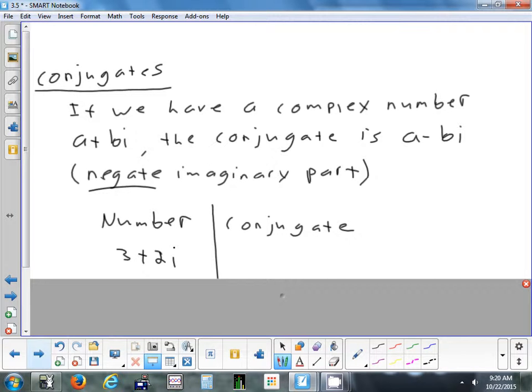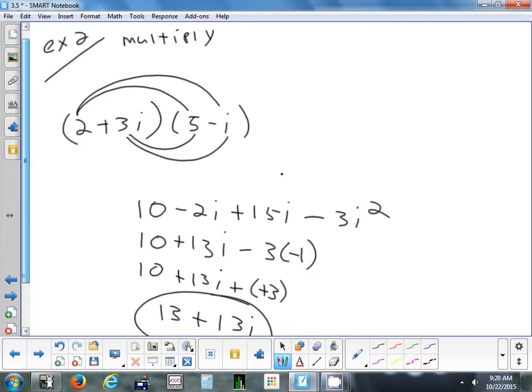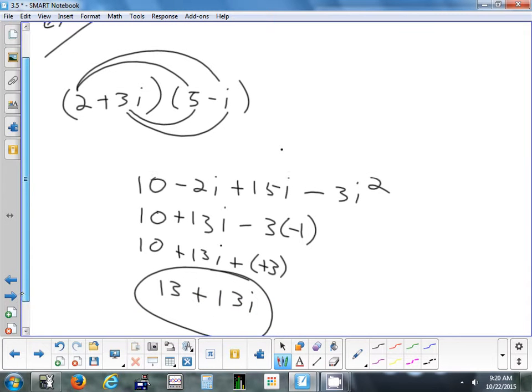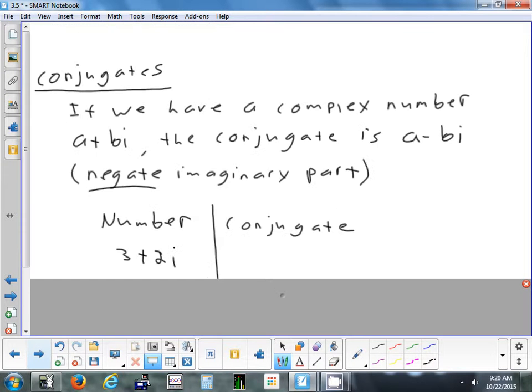But i squared, the one we just did. We just changed the negative 3 sign. This one? So it's just like we have negative 3 and negative 1, so we just change them. Yeah, this isn't really using a conjugate here. I'll show you where we use a conjugate though.